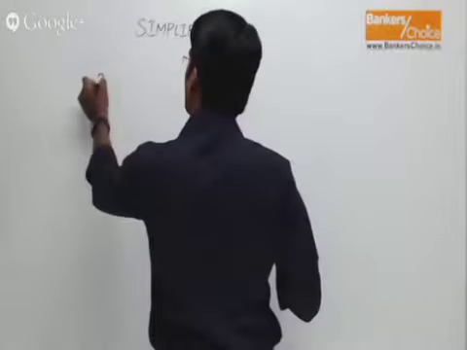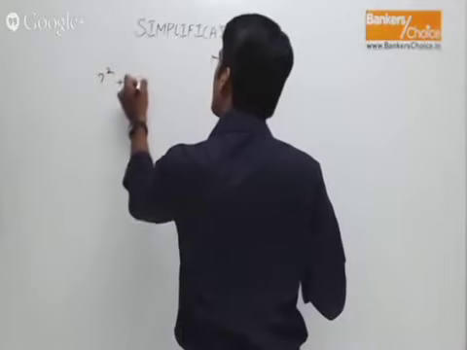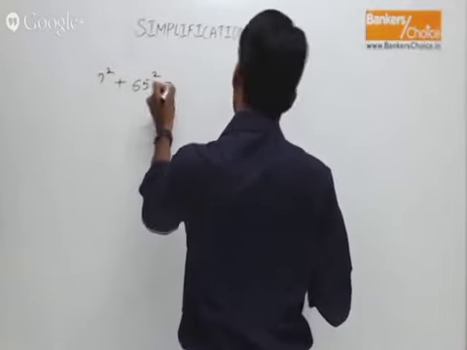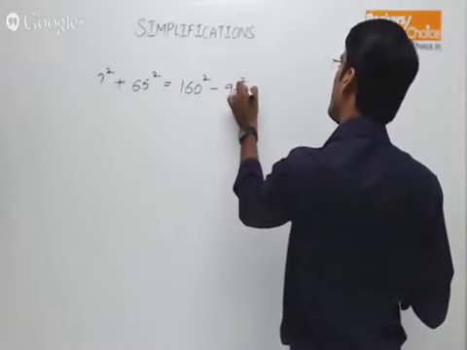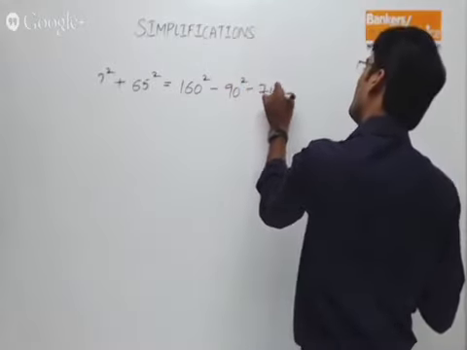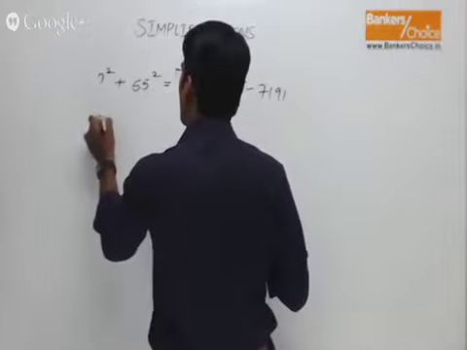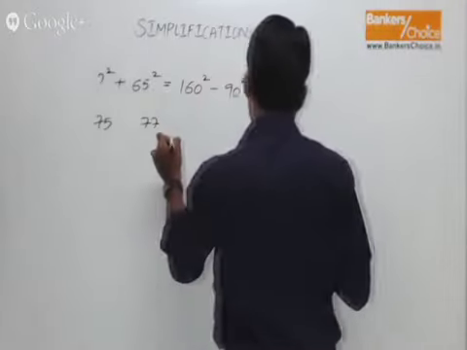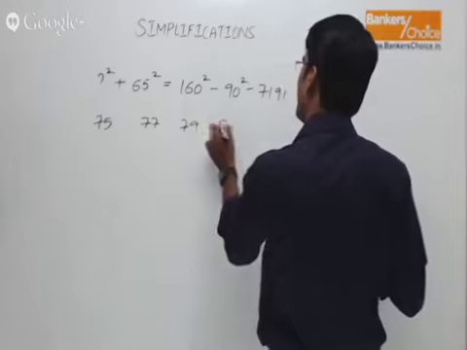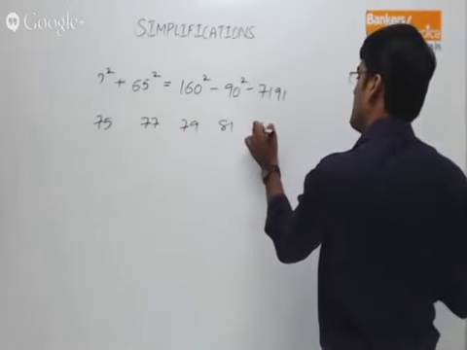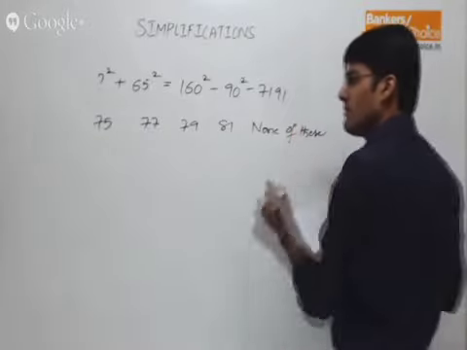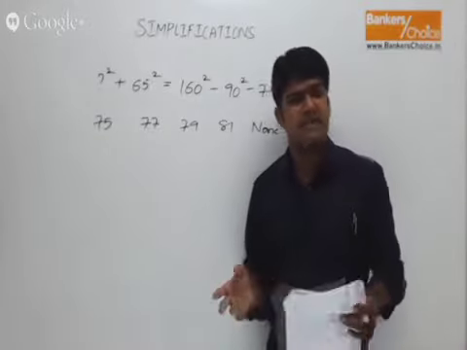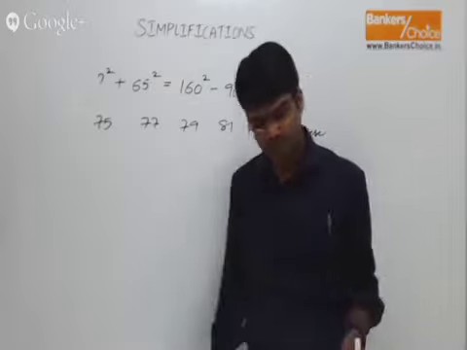Look at this. Question mark squared plus 65 squared equals to 160 squared minus 90 squared minus 7191. I'll give you the options: 75, 77, 79, 81, and fifth option is none of these. How much time do you think will it take? 30 seconds. Your time starts now.